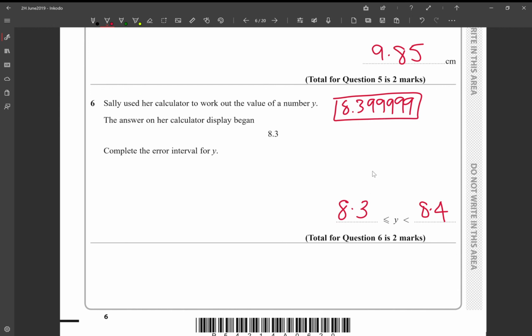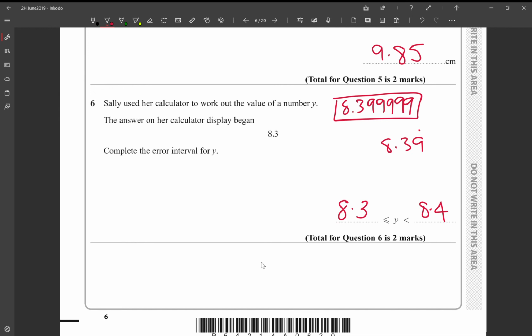Okay, they may accept 8.3 non-recurring, but I don't know. It really does depend on the paper. This one, when I looked at the mark scheme, it did actually accept 8.39 if you'd written that. But just remember, this symbol is really important, because it doesn't actually include this 4.